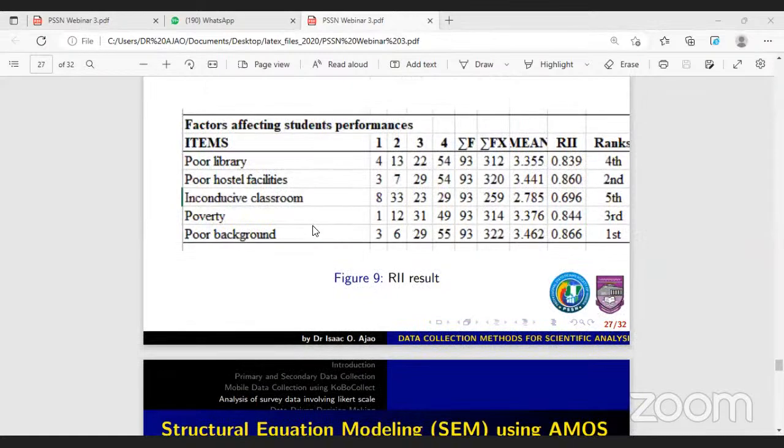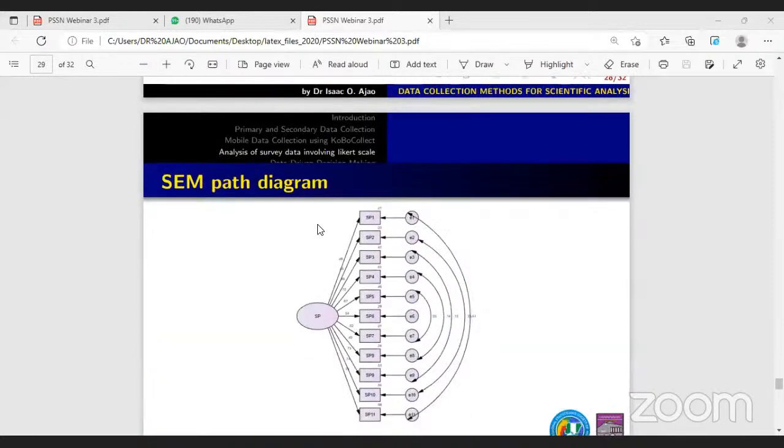We call it constructs. The same thing. Now look at an example of SEM, because you want to make valid decisions. Do not forget the topic of this webinar. We want to make valid decisions from data collection. So we should use the right tool for our work, not just using anyone.